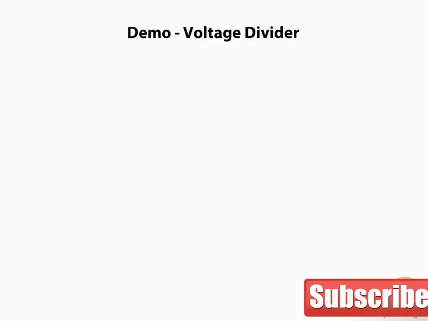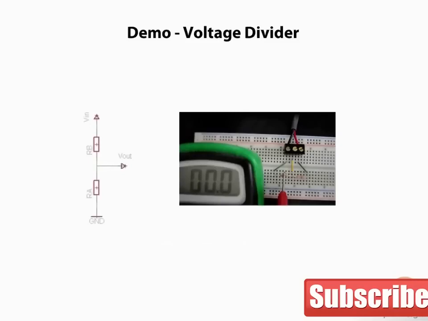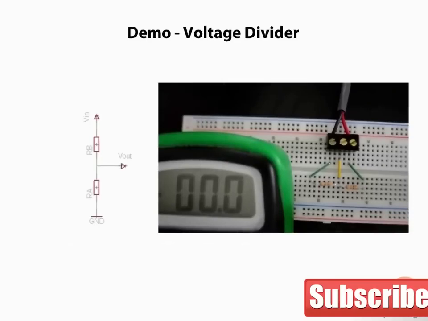Let's do a mock-up of a real circuit. Here is our circuit diagram. And here is our actual circuit. We've built it up on a breadboard. Here we have resistor A connected to resistor B. And resistor A is connected to ground at this end. And the other end is connected to Vout and one end of resistor B. And the free end of resistor B is connected to 10 volts, which is Vin.